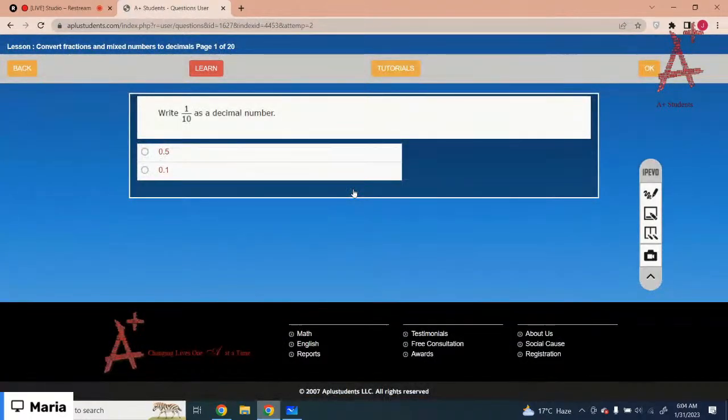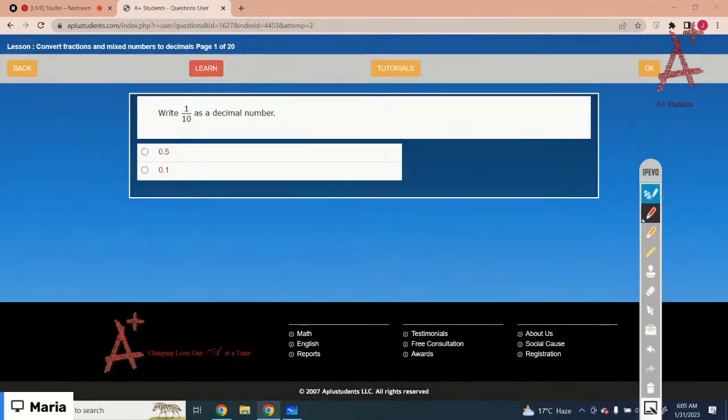Okay, let's start with the first one. Write 1 by 10 as a decimal number. So which is the correct option? Option 1 or option 2? 1 is divided by 10. You have just one 0 in the denominator. Got it? That means the answer must have just one decimal place. It would be 0.1.